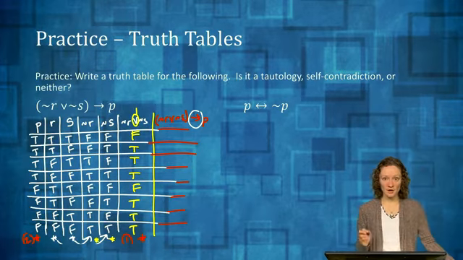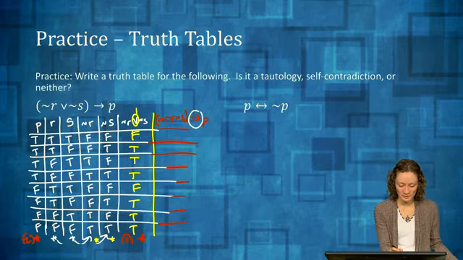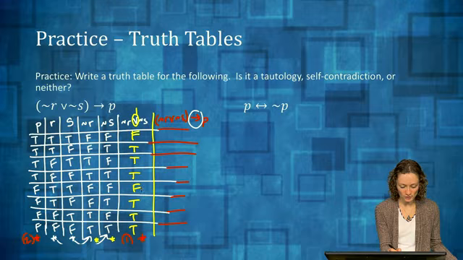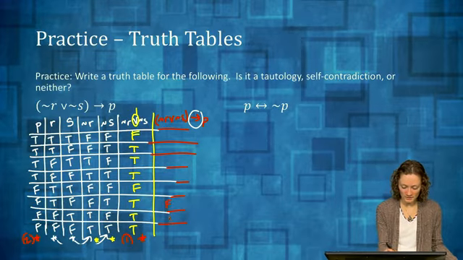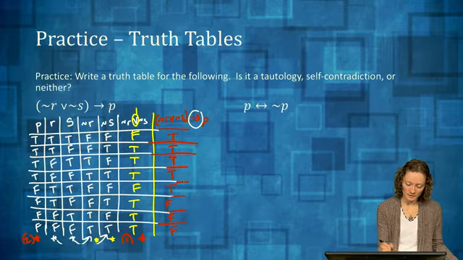So the only time we get false is when true leads to false. Let's look for that. No, true to true, true to true, true to true. No. Oh, the last three are true to false. So these are false. Everything else is true.